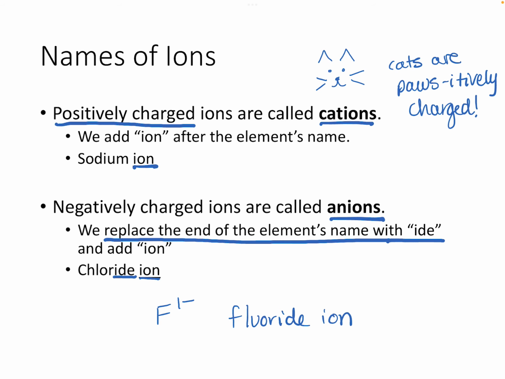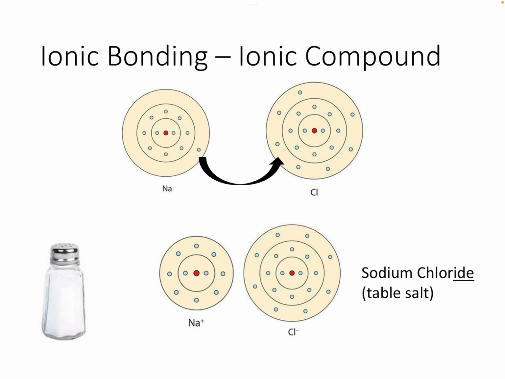All right, so anyway, going back to our ionic bonding, let's talk about ionic compounds. I mentioned that some elements can give up electrons, some can gain electrons. So let's talk in particular about a compound we're all familiar with, table salt. Table salt is composed of sodium ions, Na+, and chloride ions, Cl-.